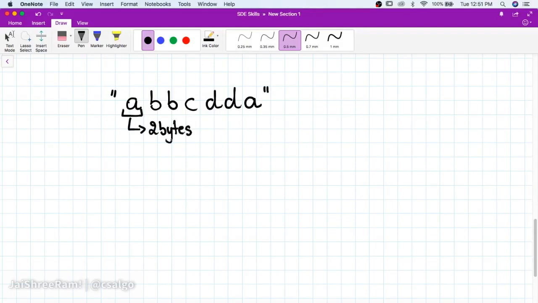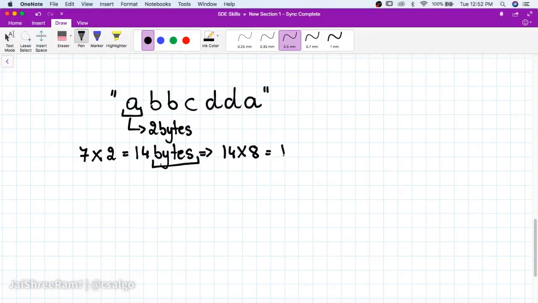So in total, there are 3, 6 and 7 characters in this string. So this will take total space equal to 14 bytes, 7 into 2, 14 bytes, which is further equivalent to 14 into 8. We know that 1 byte is 8 bits. So 14 into 8 is 112 bits on disk. So storing this string of 7 characters will take 112 bits on a hard disk.